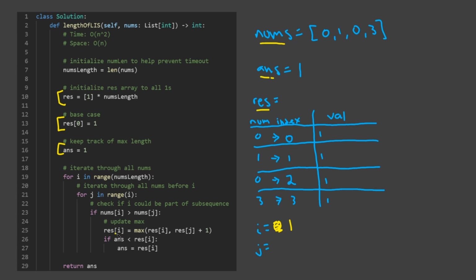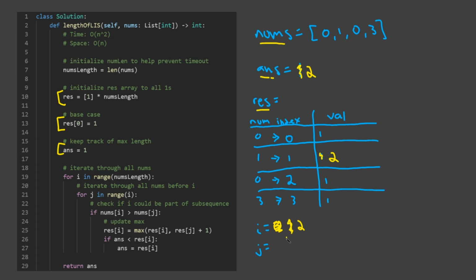So what we're going to do is check if our current max needs to be updated. So our current result at i is 1, and our result at j would be 1, but result at j plus 1 would be 2. So that is the max, so we're going to update that. And now we check, is our answer less than the result at i? Yes, because answer is 1. And then that's it for that iteration. So now we just go to the next one.